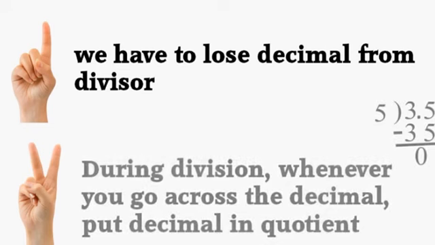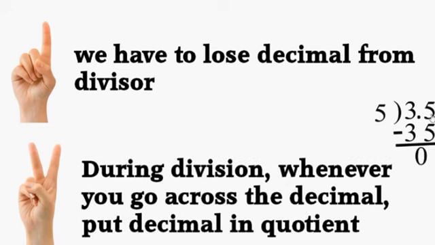Another key rule that you should know is that during division, whenever you go across the decimal, put the decimal in the quotient. So a quotient should have a decimal when you divide decimal numbers.